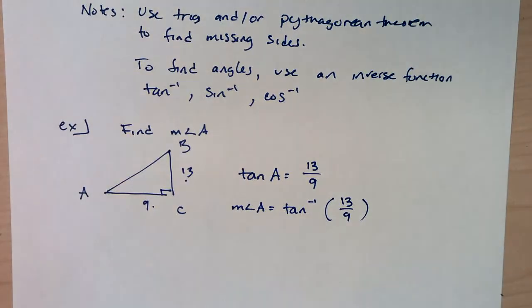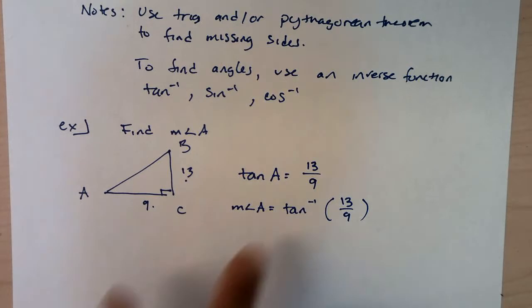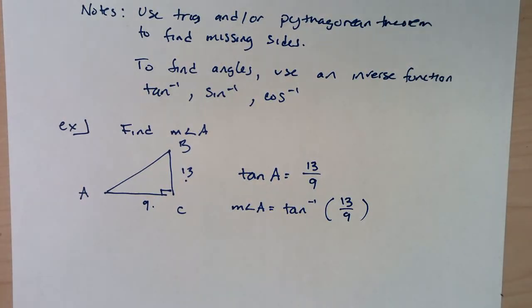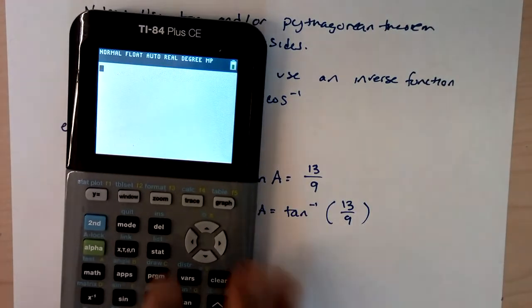And then on my calculator, I could just enter all that in. Since we're trying to find an angle, here's where it's especially important, even though it was important before, to make sure that you're in degree mode. So before you start typing numbers into your calculator, make sure you are in degree mode. And then you would just take the inverse tangent of 13/9. Let me show you on my calculator.